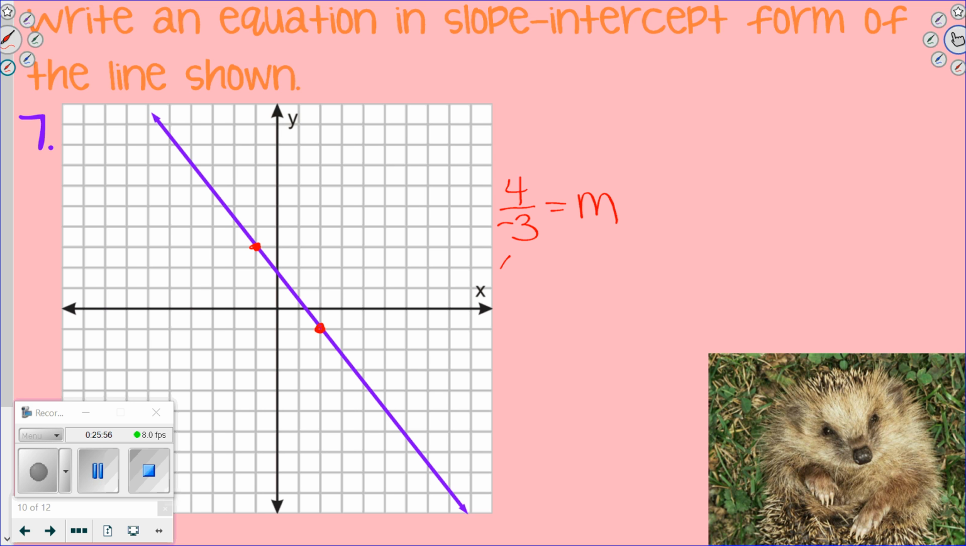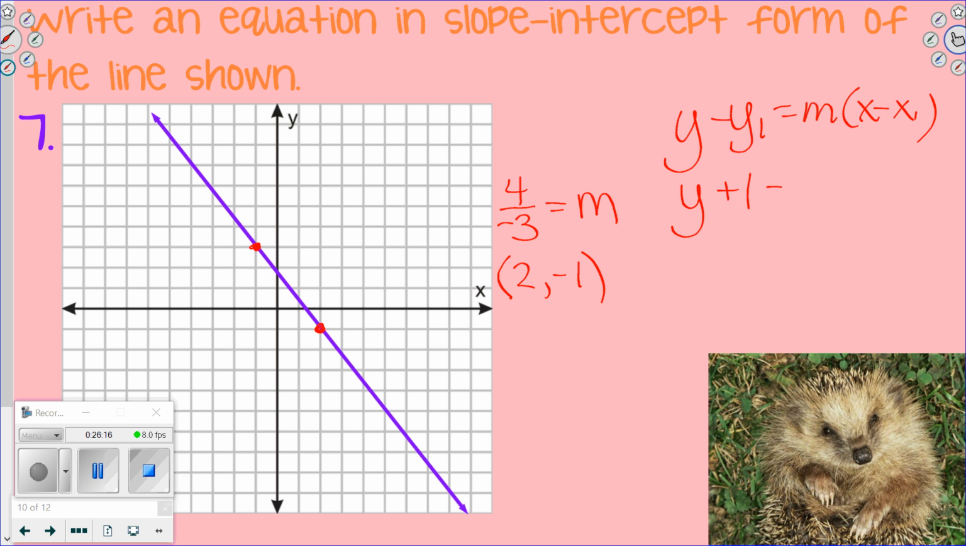2, negative 1, which is fine. Again, you can pick any point you want. That's just the one I heard the loudest. All right, so let me plug it in. y minus y1 equals m times x minus x1, and we go for it. So y minus, the y is negative 1, so it becomes plus 1. My slope I found was negative 4/3. Again, negative top or bottom does not matter. And then x minus my x value, which was 2.